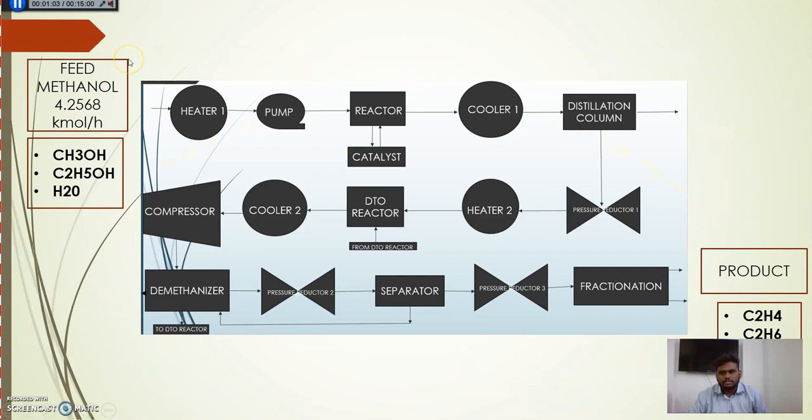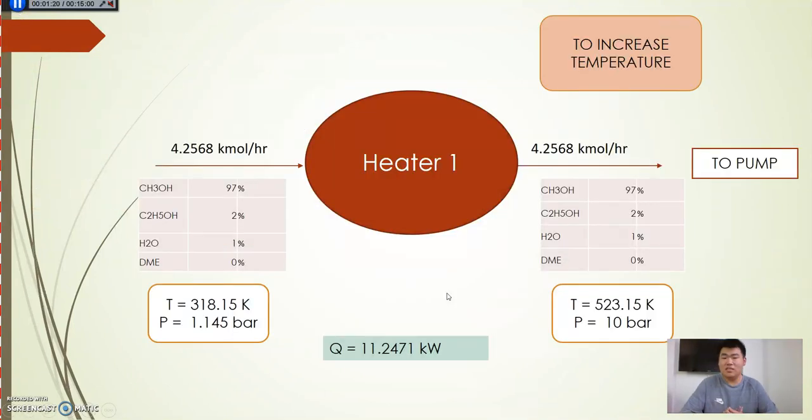And the feed given is 100 ton per month methanol, and we converted it to kilomole per hour. We get 4.2568 kilomole per hour, and finally the products we get are C2H4, which is ethylene, ethane, propylene, and propane. For heater 1, the input flow rate is 4.2568 kilomole per hour, the temperature is 389.15 Kelvin, and the pressure is 1.145 bar. The output is also 4.2568 kilomole per hour, the temperature is 523.15 Kelvin, and the pressure is 10 bar.